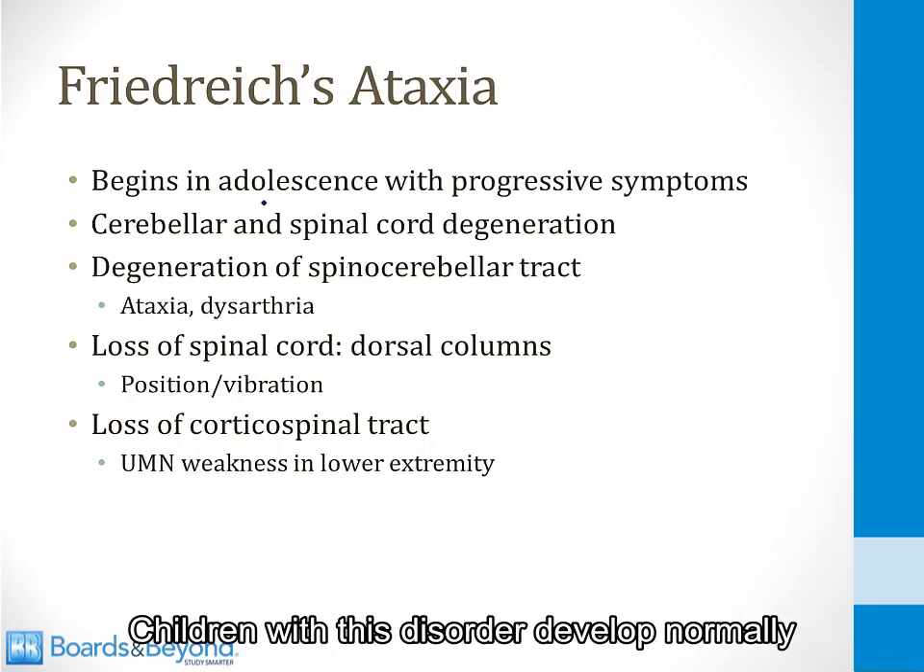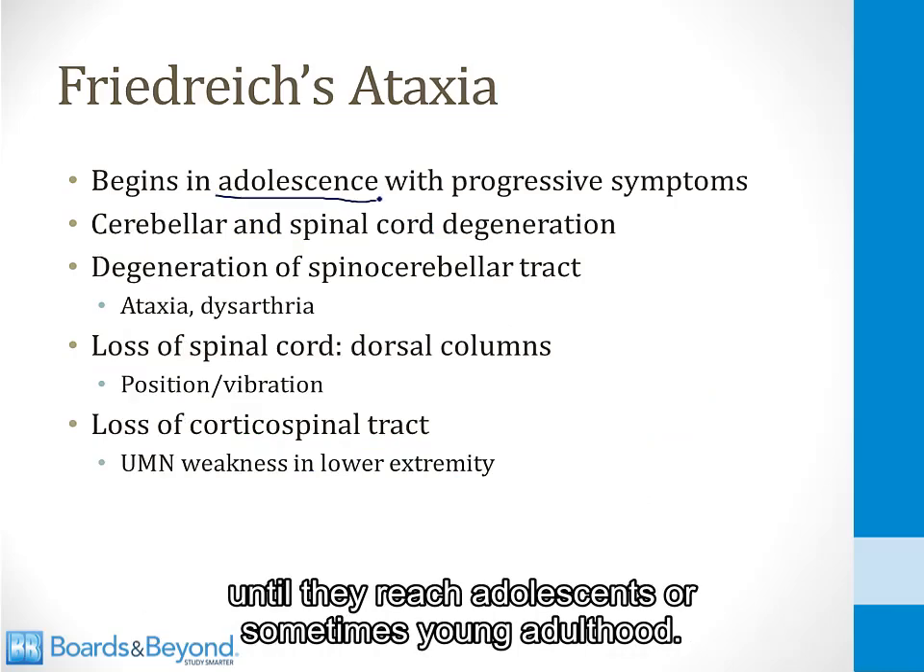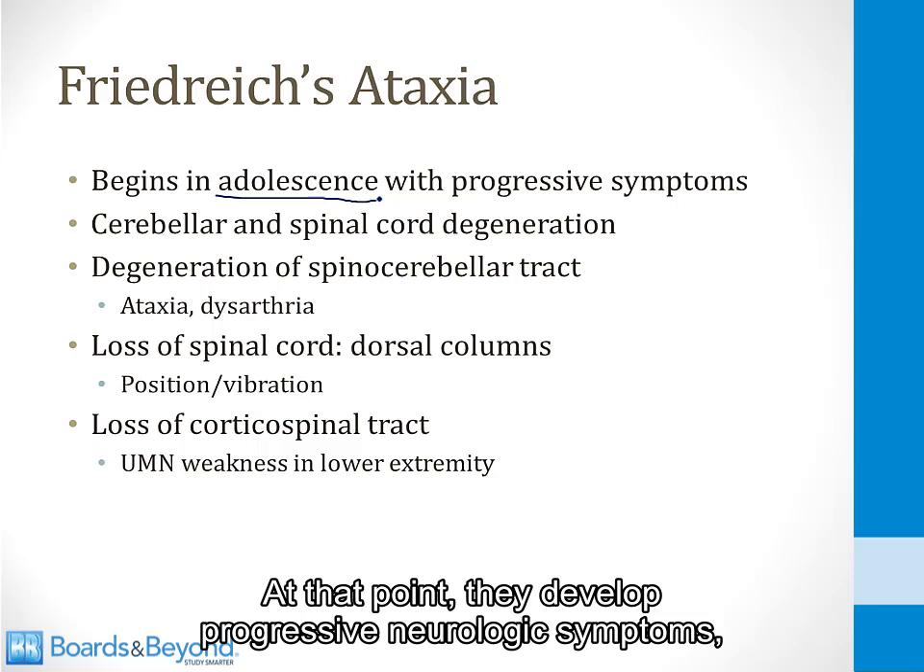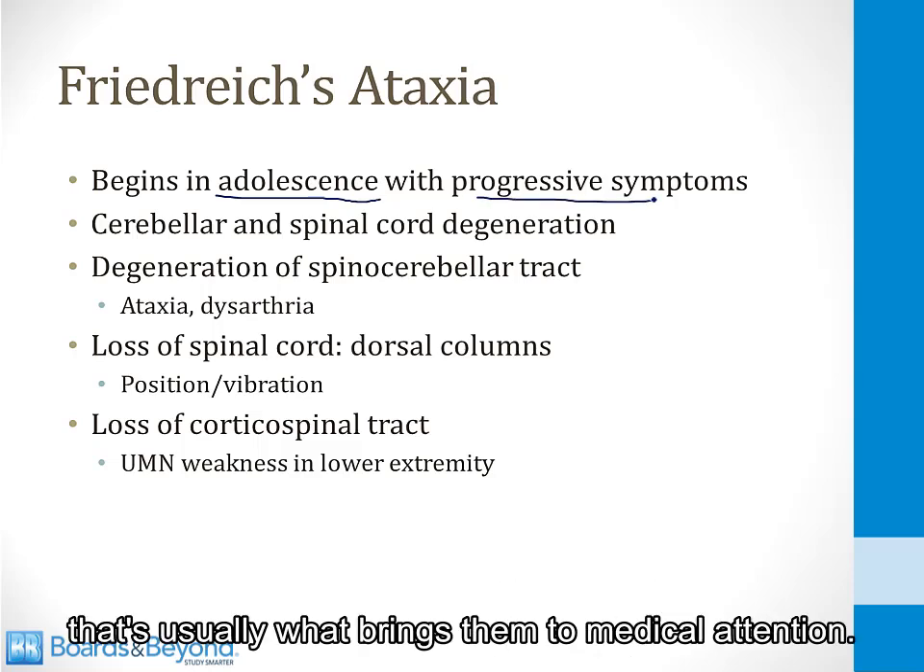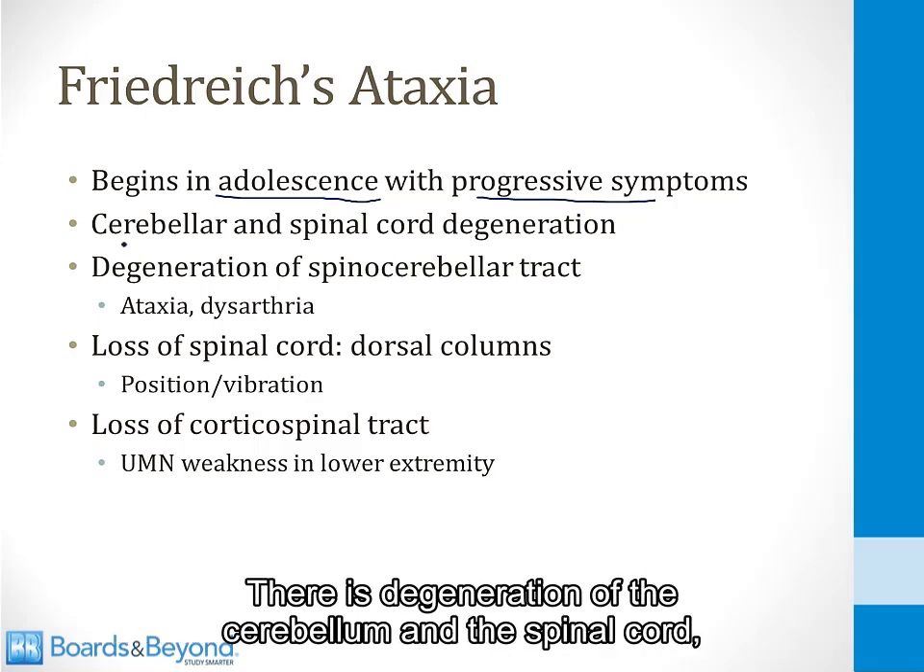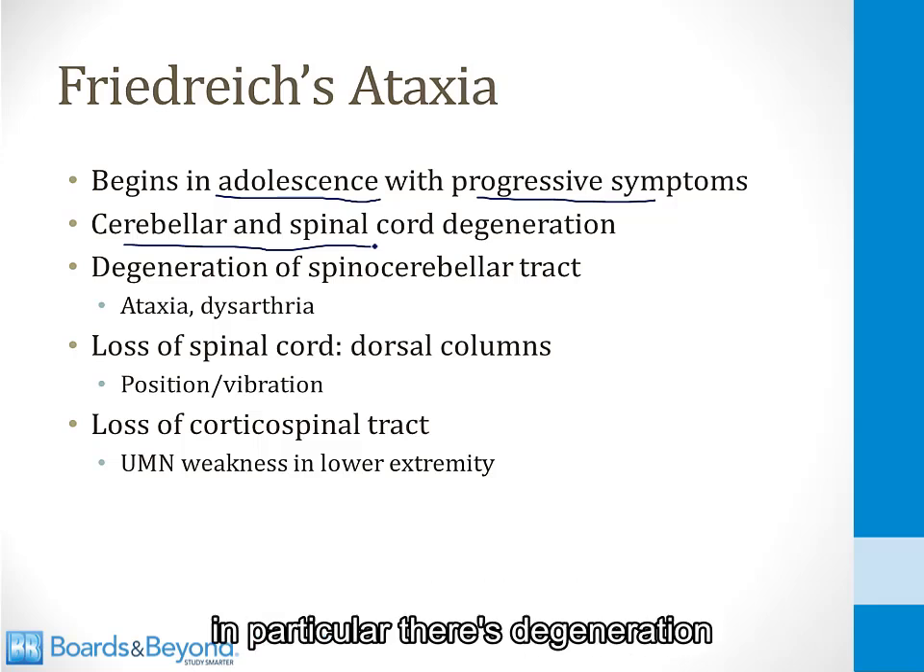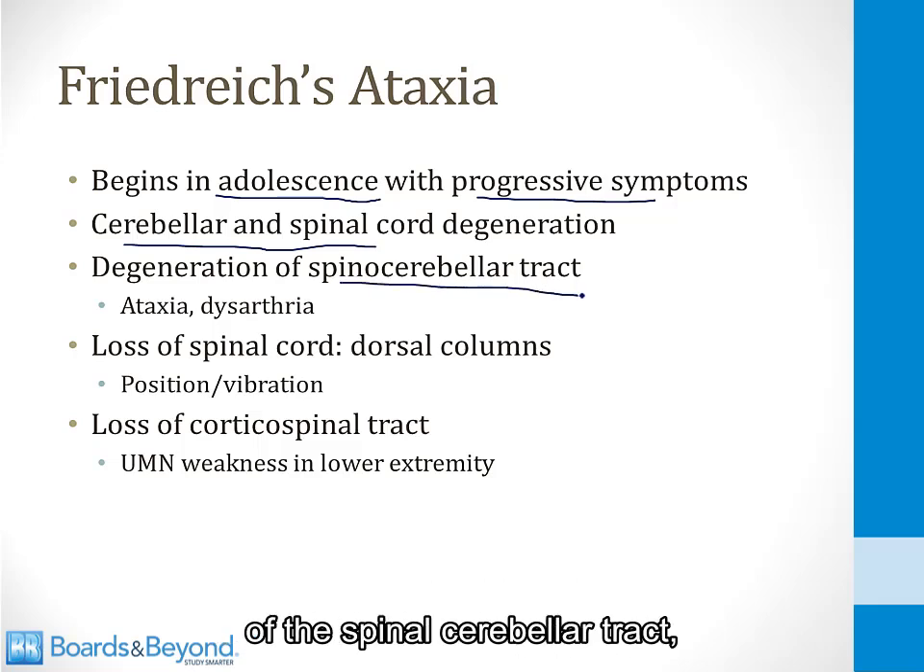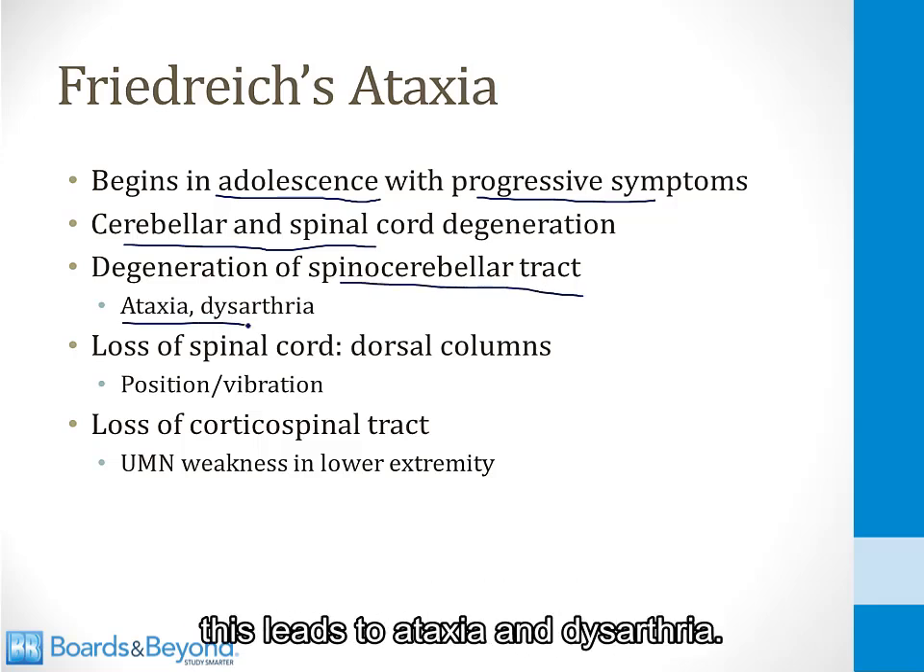Children with this disorder develop normally until they reach adolescence or sometimes young adulthood. At that point, they develop progressive neurologic symptoms. That's usually what brings them to medical attention. There is degeneration of the cerebellum and the spinal cord. In particular, there is degeneration of the spinocerebellar tract. This leads to ataxia and dysarthria.